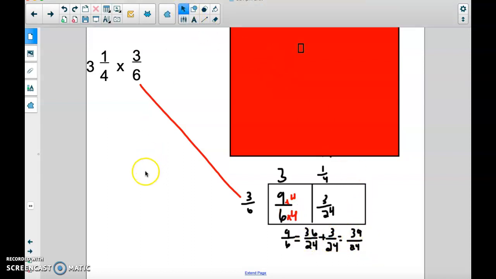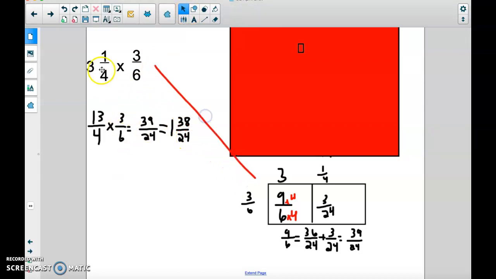Now, for those of you that did improper fractions, you could have had it set up like this. Okay, move this line out of the way. So 13/4 times 3/6 equals 39/24, which is equal to 1 and 38/24.